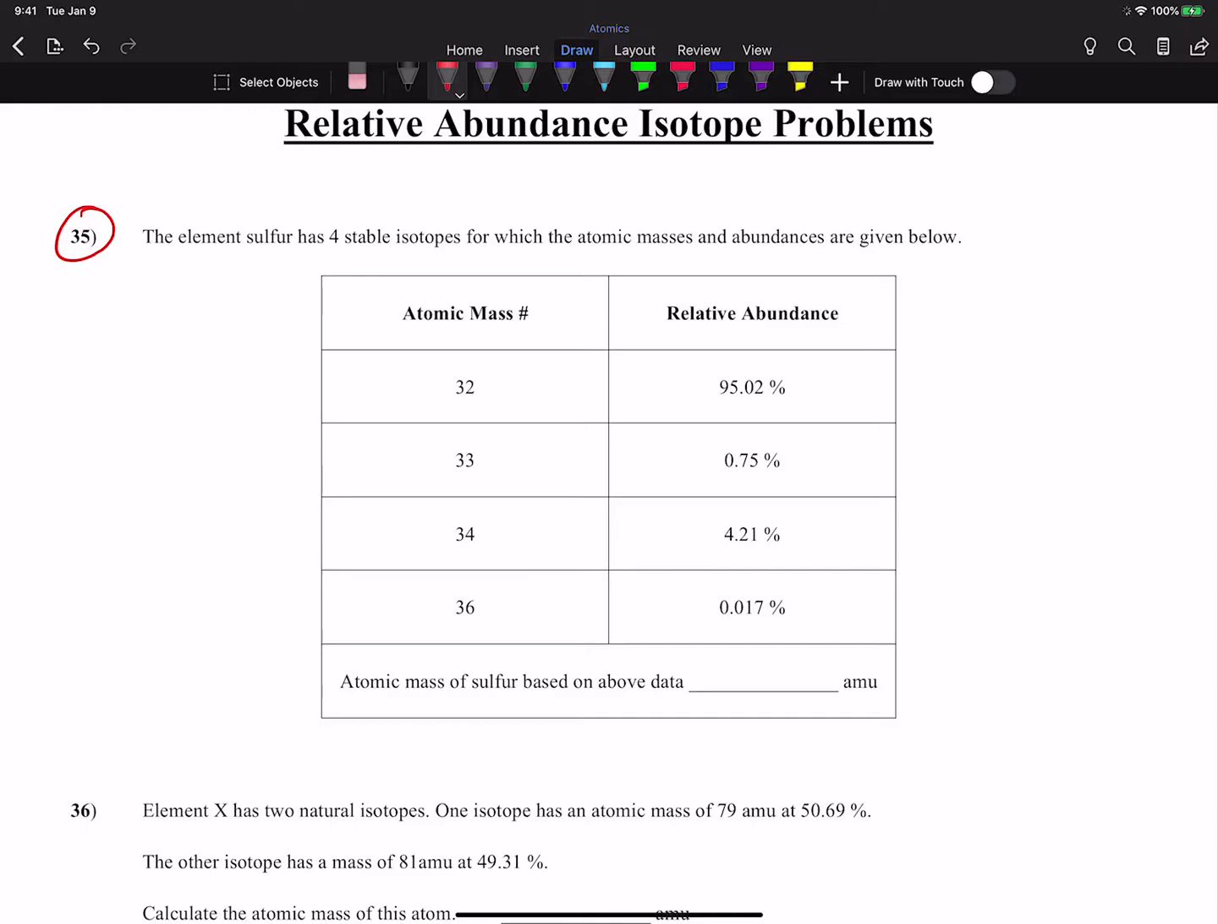So the first math thing I want to remind you of is that we never ever calculate directly with percent. We always use the decimal equivalent of the percent. So in problem 35, you can see that there are 4 isotopes of sulfur and their relative abundance is given in percent. So the first thing I need to do is to get rid of all the percents and go back to the decimal equivalent of each of these values. So that's accomplished by dividing by 100 or moving the decimal point back 2 places. So for each one of these, I'll write in the decimal equivalent.